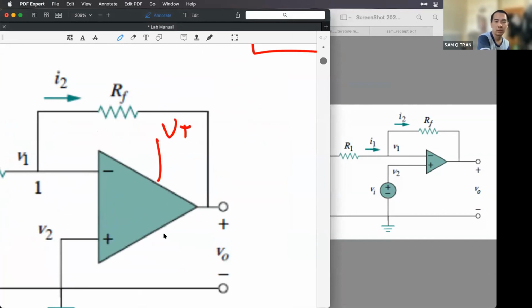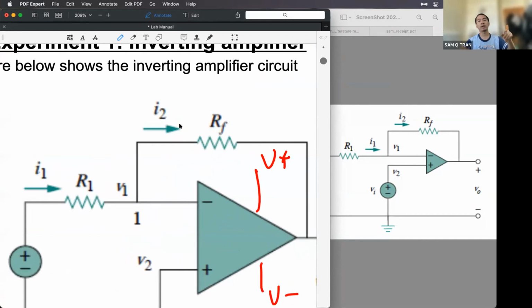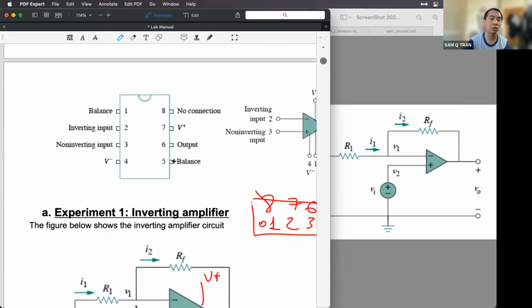V plus and V minus are on the way there, but for the simplicity of the schematic, people often ignore them, and we only look at this when we need to power the op amp. So we need to power the op amp, and that's why saturation comes in. If the gain multiplied by the voltage source is over the power supply, then the output will be capped at the potential of the power supply.